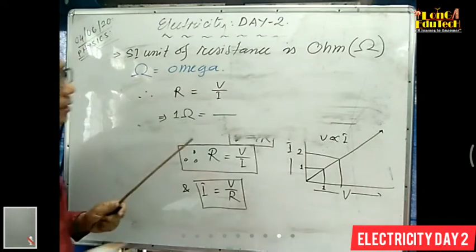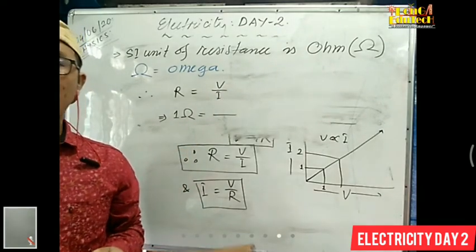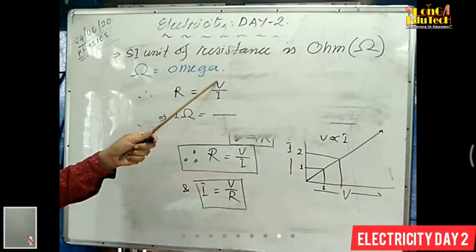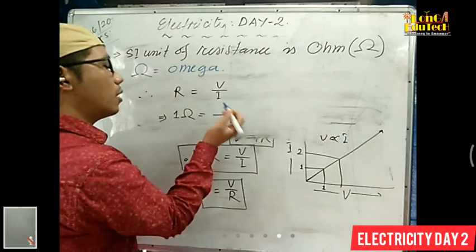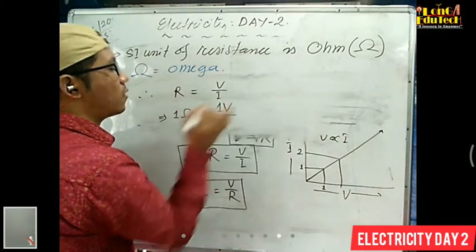Then what is the SI unit of V? V is the potential difference only. So V is the potential difference. Its unit is volt only, right? So we take it as 1 volt.